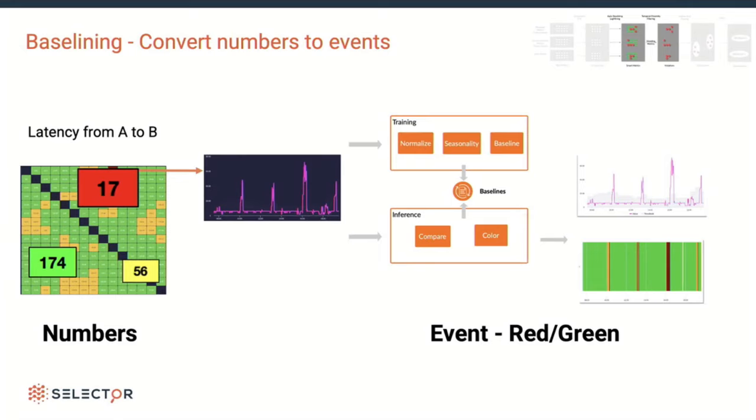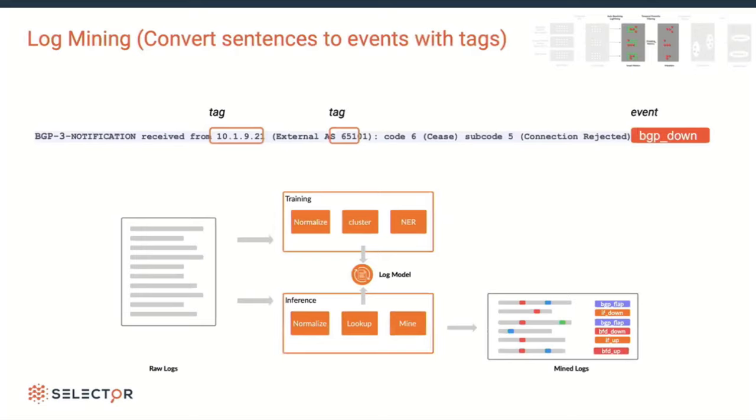So this is how we now have numbers converted into events, right? Now we have a red event and a green event. That's how we converted numbers into this common currency of events. We have to do the same process for logs.